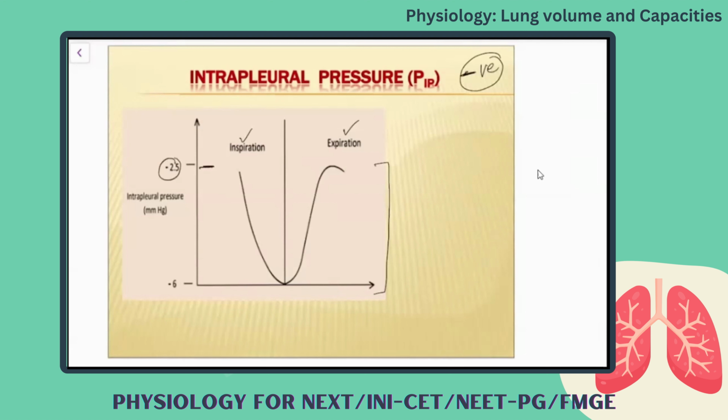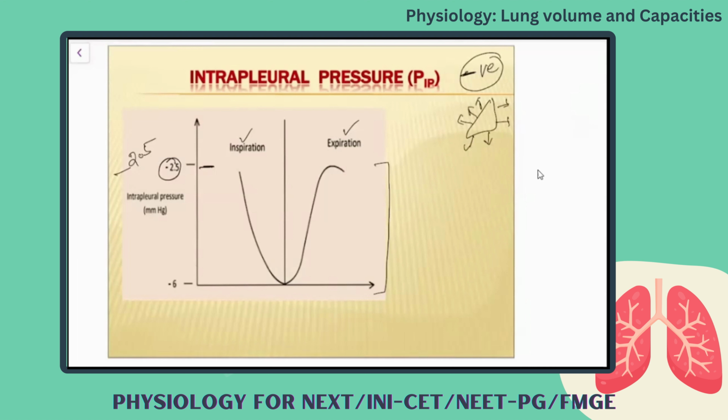What is the value of the intrapleural pressure during resting state? Minus 2.5, negative pressure. I said it is always negative, so it is exerting a suction force. And in case of lungs, it is making the lungs move towards the thoracic cavity, outside pressure, which is preventing the lungs from collapse. Clear? So this minus 2.5 of intrapleural pressure is the pressure outside the lungs.